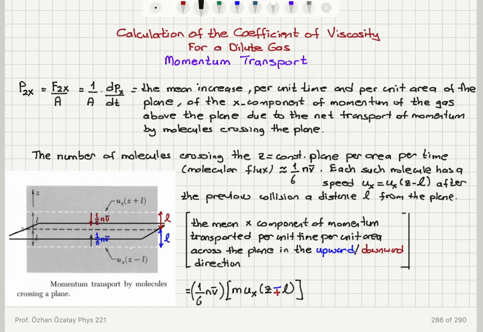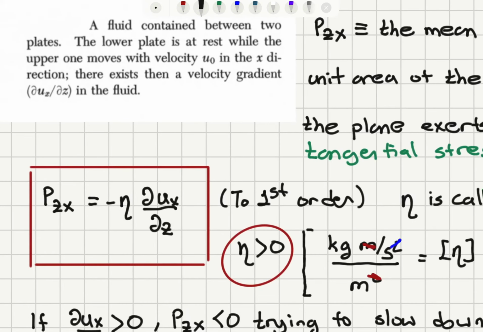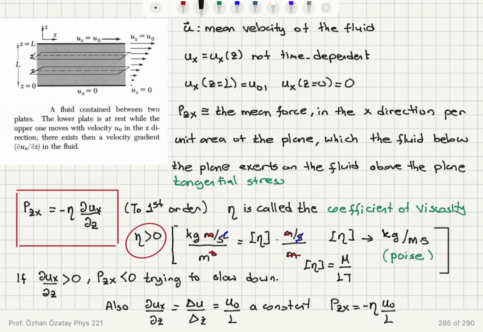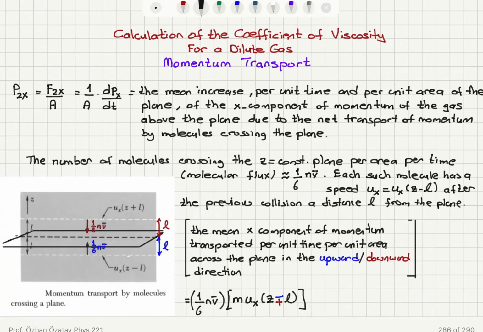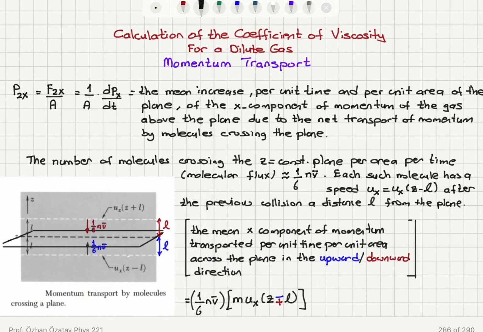First of all, this tangential stress was related to the coefficient of viscosity and the gradient of the tangential speed. So if you remember, we have found out that Pzx is minus eta del ux del z, and eta was measured in units of poise also, which was kilograms per meter second.